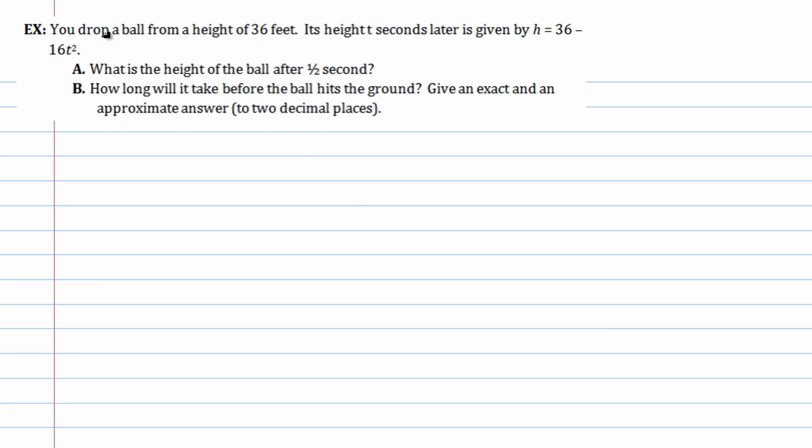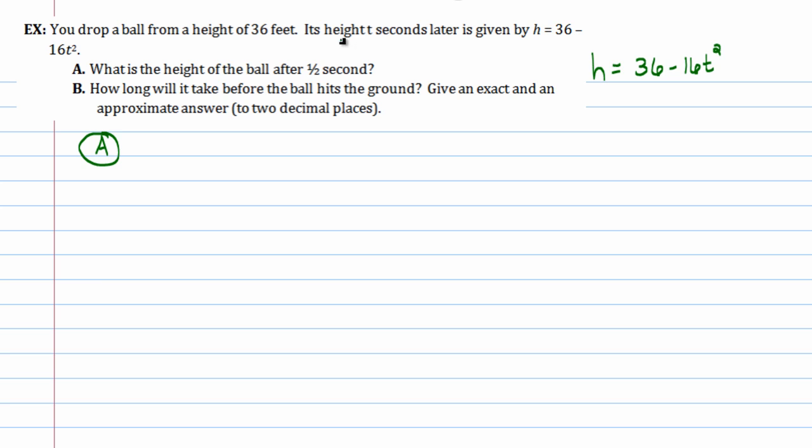So let's suppose that you drop a ball from a height of 36 feet, and somebody is nice enough to give you the equation for the height of the ball after so many seconds. That equation is h equals 36 minus 16t squared. So it just depends on what t is. You can find out the height. Part A is just asking, what is the height after a half a second?